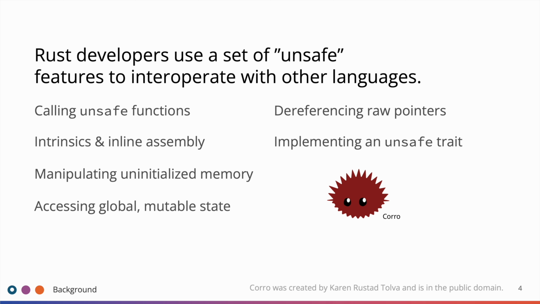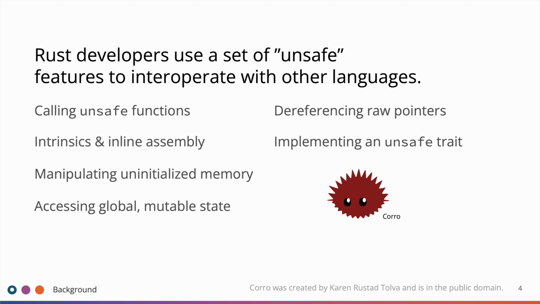So when developers need to interoperate with these languages, they need to reach for a set of unsafe features that bypass the restrictions of the borrow checker. These include accessing memory through raw C-style pointers, calling foreign functions, manipulating uninitialized memory. And in general, these features are necessary for Rust to work as a systems programming language, but if they're used incorrectly, they can reintroduce the types of security errors that Rust was designed to prevent.